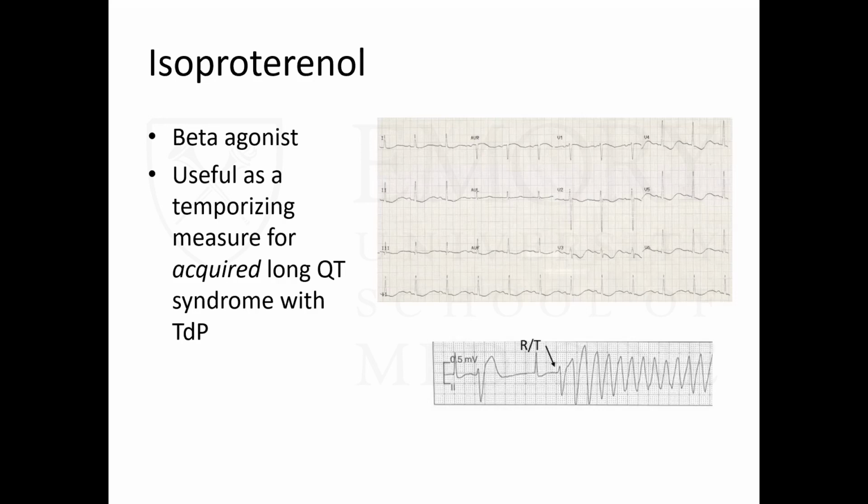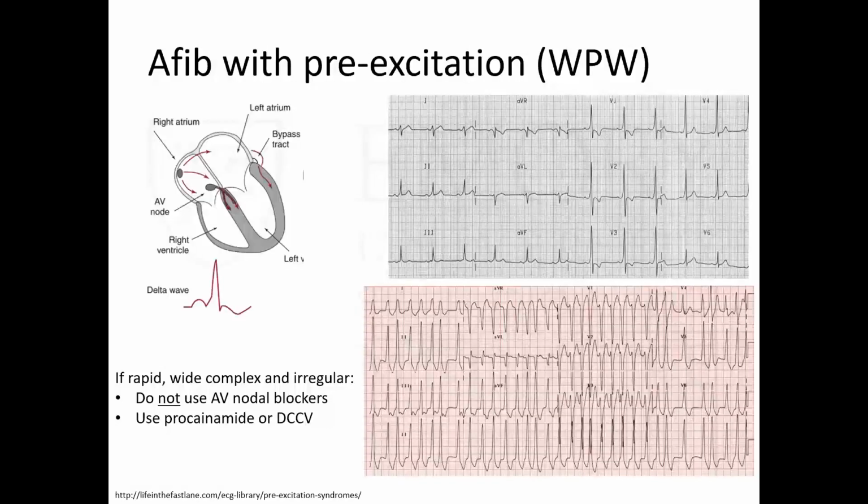But for drug-induced long QT, the drug of choice is isoproterenol to get the heart rate up to counteract that reverse use-dependent phenomenon. I think we've probably only got a couple of slides left here and we'll be done.